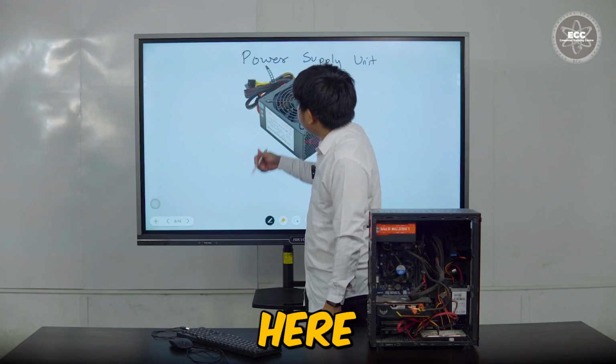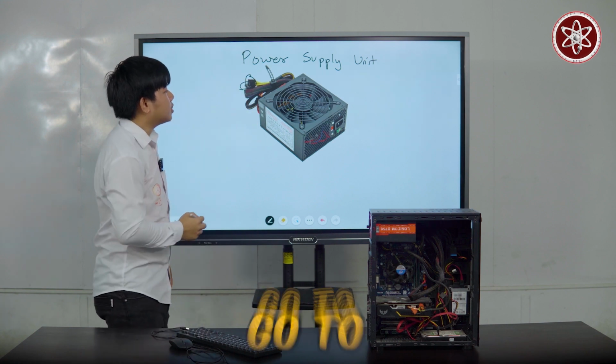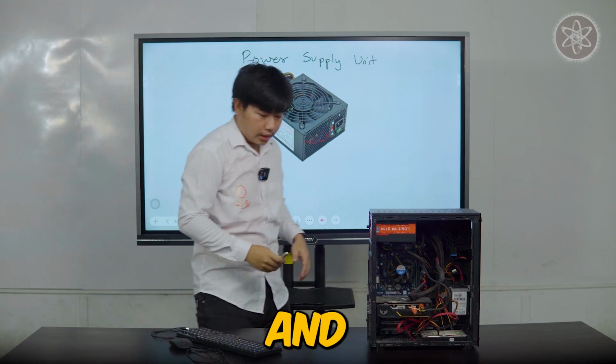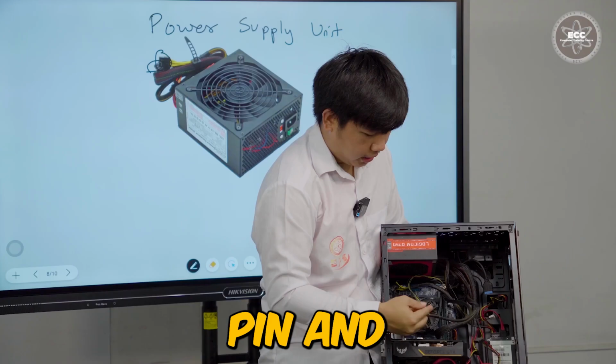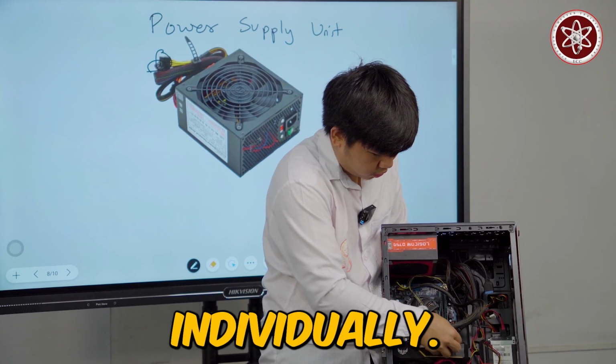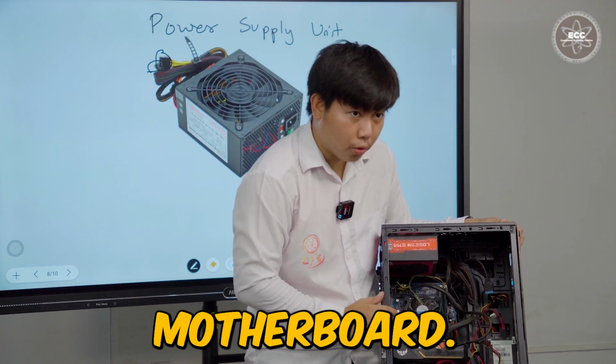And here, when we look at it, we'll see the heads here. These heads go to different components. And as we look at here, this is for the GPU. It has 6 pins, and it works individually. It doesn't take an electricity supply from the motherboard.